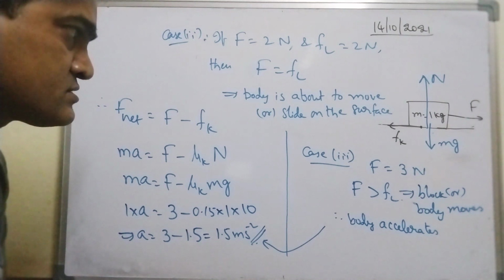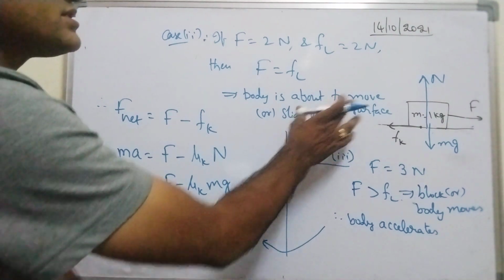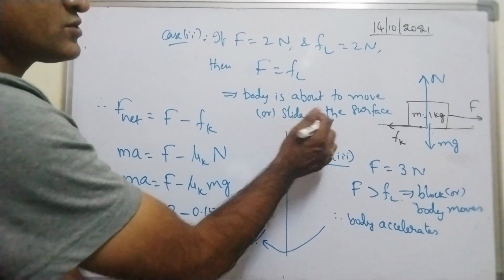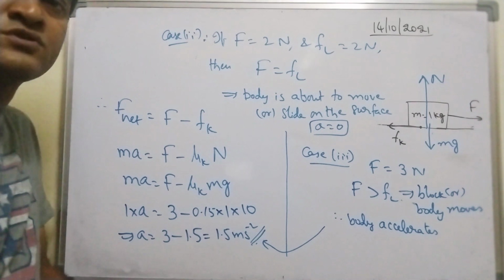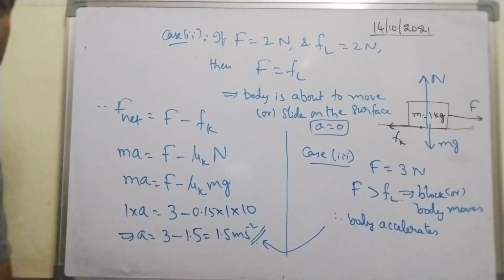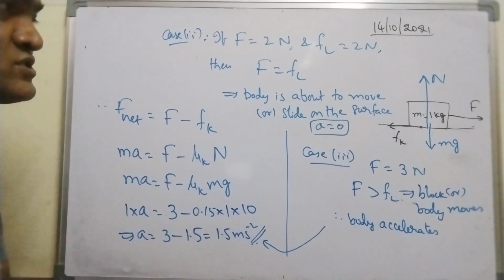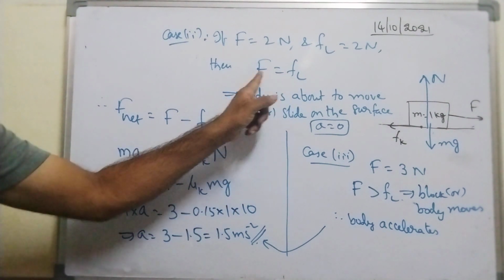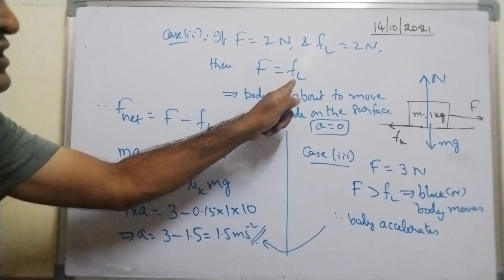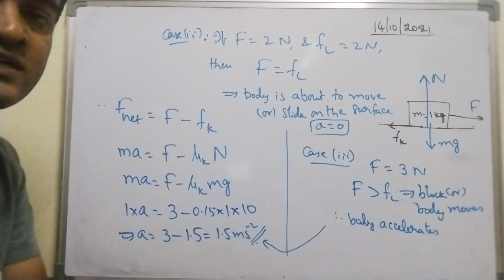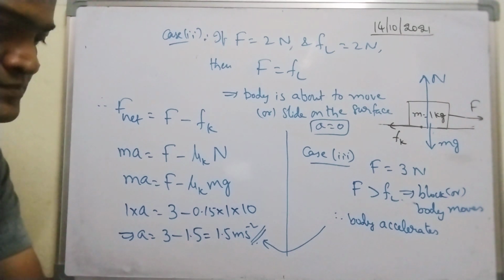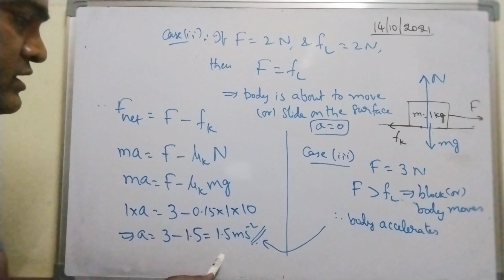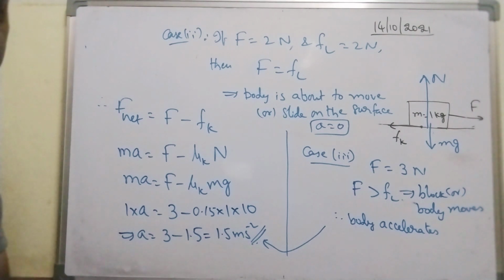In the second case, as the body is about to move, but acceleration is not there in this case, I can say that A is equal to 0. Of course, A is equal to 0 in the first case also. When the block or body is at rest, acceleration is 0. When applied force is equal to limiting force, what is net force? Net force is again 0. When net force is 0, acceleration is also 0. Is it not? So in the third case I am getting A as 1.5 meter per second square.